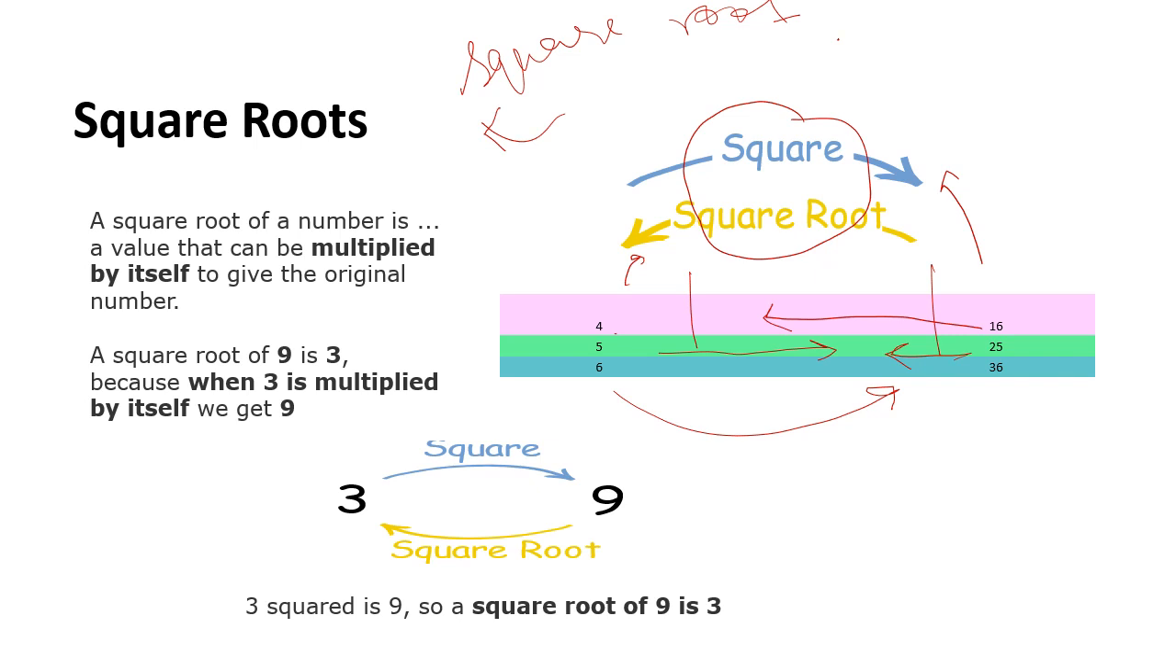Okay, or that number has been obtained by multiplying the given number. That given number will be a square root. A square root, let us just read out the definition. A square root of a number is a value that can be multiplied by itself to give the original number.